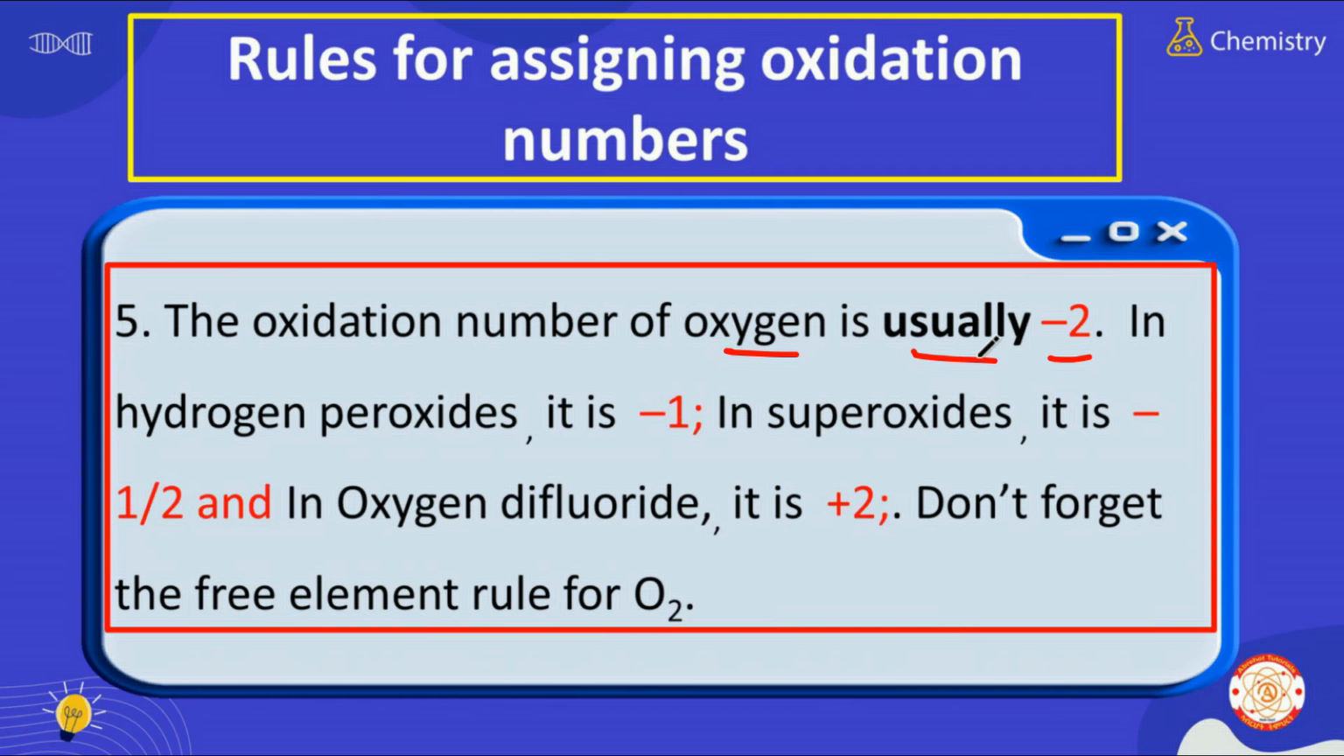Rule number 5. The oxidation number of oxygen is usually -2. There are instances where the oxidation number of oxygen might be different from -2. In hydrogen peroxide, the oxidation number of oxygen is -1. In superoxides, the oxidation number of oxygen is -1/2. In oxygen difluoride, its oxidation number is +2. Elemental oxygen has an oxidation number of 0.